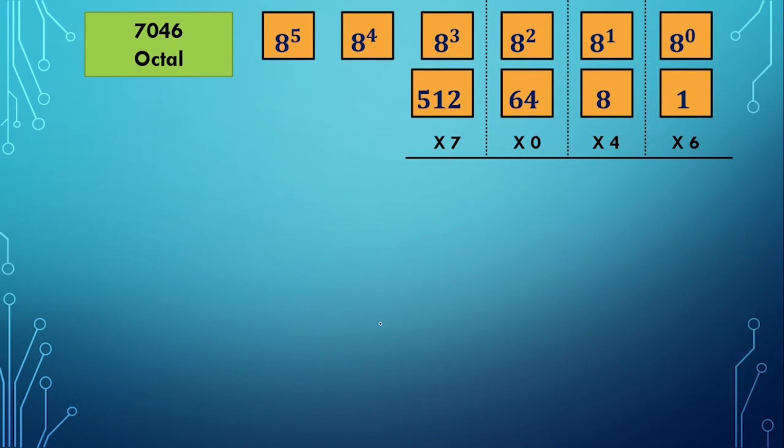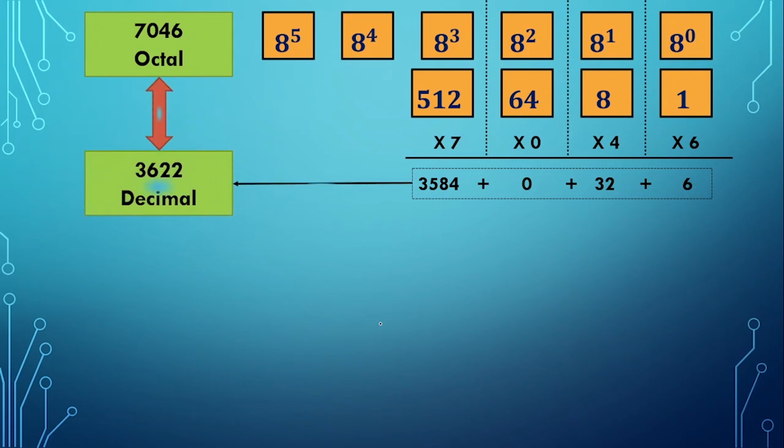Now we simply multiply the radix with the coefficient. So 512 multiplied by 7 will give you 3584. 64 multiplied by 0 will be 0. 8 into 4 is 32, and 6 into 1 is 6. And by simply adding all these values, you will have 3622, which is the equivalent decimal number of the octal number 7046. Okay, so that is it.